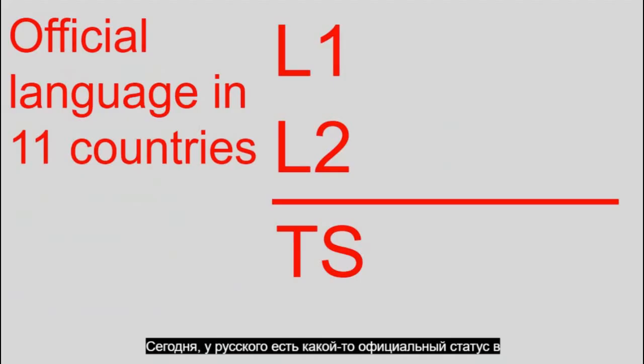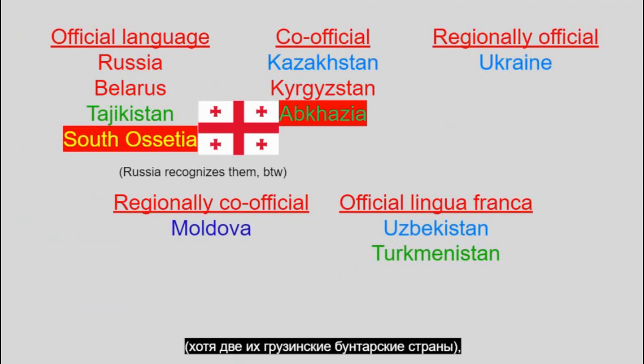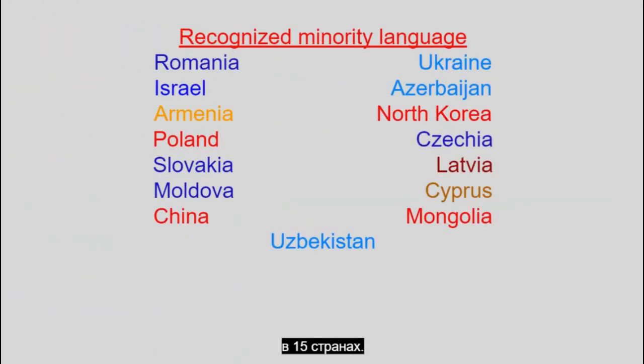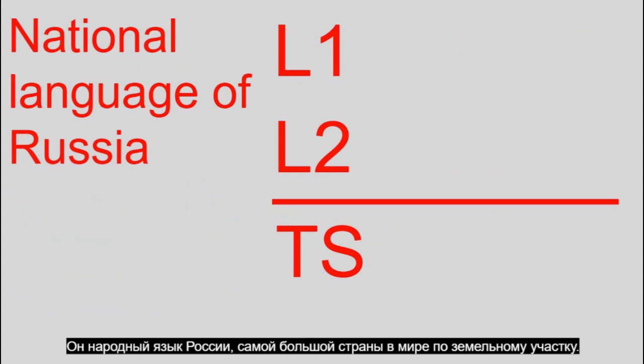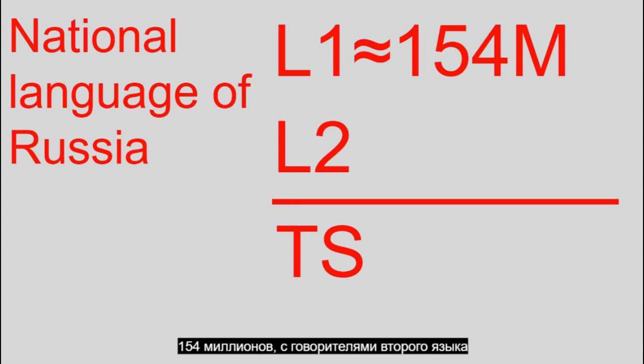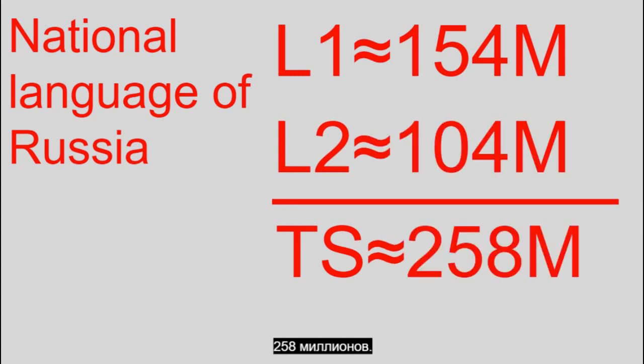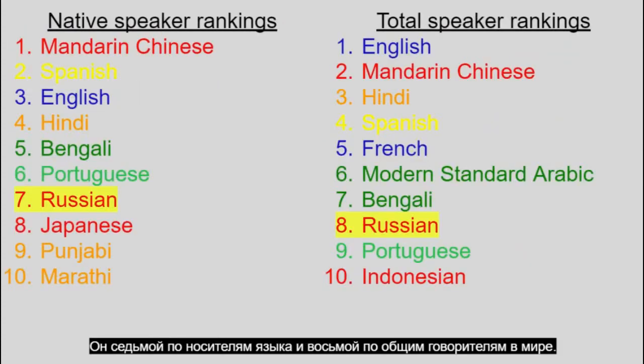Today, Russian has some sort of official status in 11 countries, although 2 of them are the Georgian breakaway states, and is a recognized minority language in 15 countries. It's the national language of Russia, the largest country in the world by land area. In population, Russian has about 154 million native speakers, with 104 million second language speakers, totaling around 258 million total speakers. It has the 7th most native speakers and the 8th most total speakers in the world.